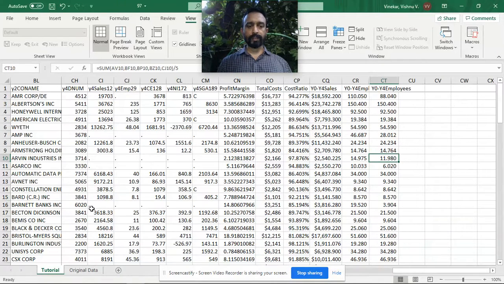So similarly for Barnett Banks, this also has missing data. So here, if you use the average formula, we get the correct number, which is 19.5. But if you use the sum divided by 5, thanks to all the missing data, it brings the number down to 3.9. This is why we should not use the sum divided by 5 and instead use average.